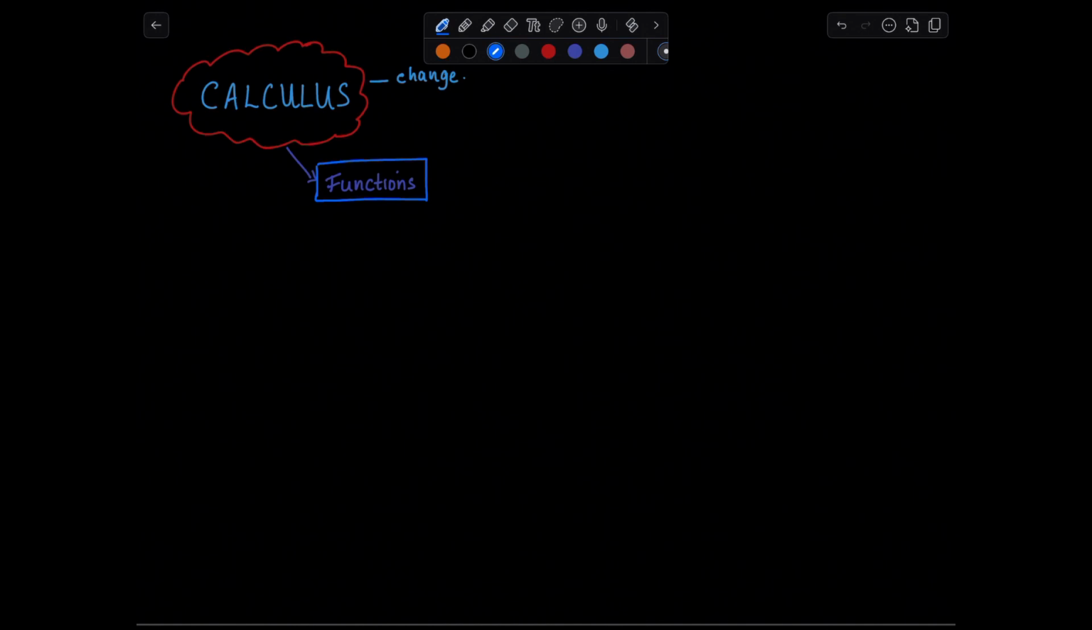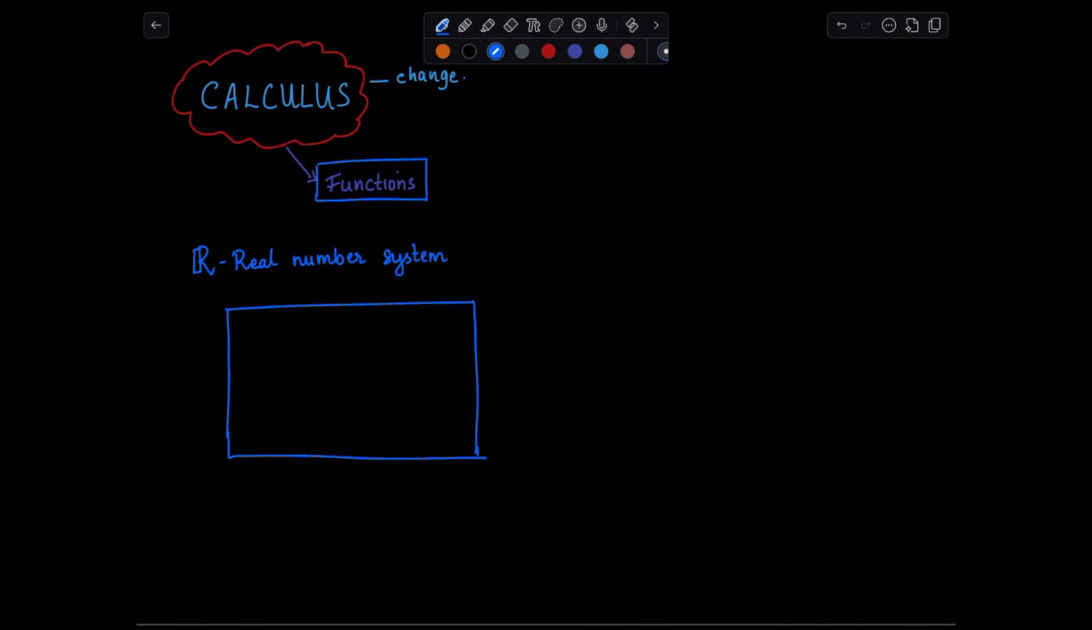However, before we delve deeper into calculus and functions, let's take a step back and discuss what a real line is. So most quantities that we study are measured using the real number system. The real number system is composed of several numbers. Natural numbers, which were initially used for counting, start from 1 and go all the way up till infinity.